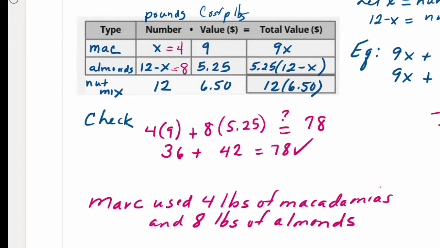And I went ahead and checked here 4 times 9 plus 8 times 5.25 to see if it would give me the $78 over here that I had in my original equation, right? We had a $78 here. And sure enough, when I multiplied those, it checks. So, in conclusion, did you write the conclusion statement? Here it is. Mark used 4 pounds of macadamias and 8 pounds of almonds to create his nut mixture.